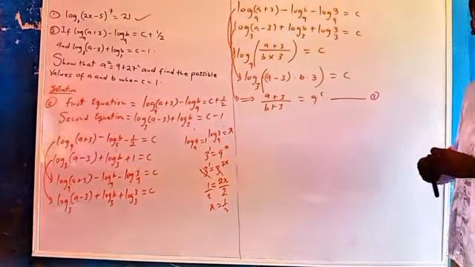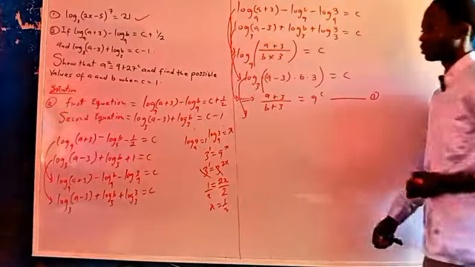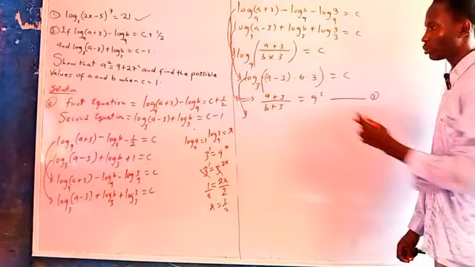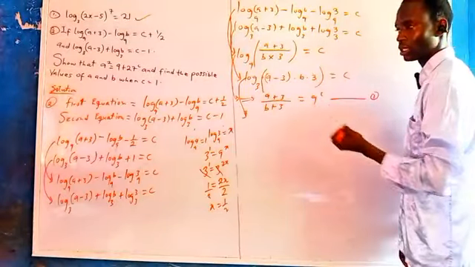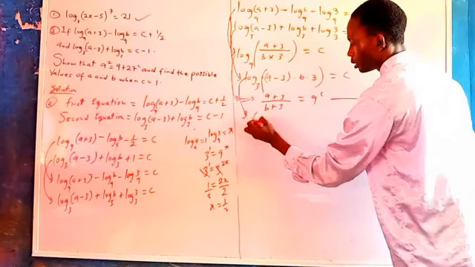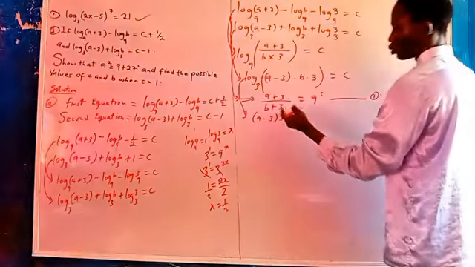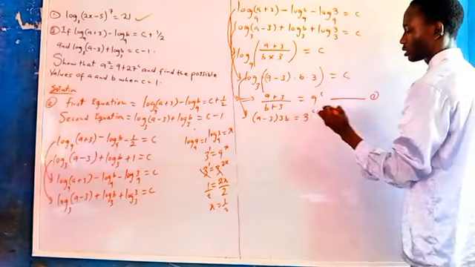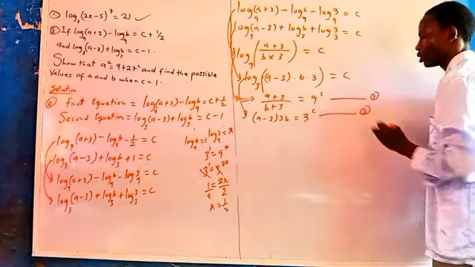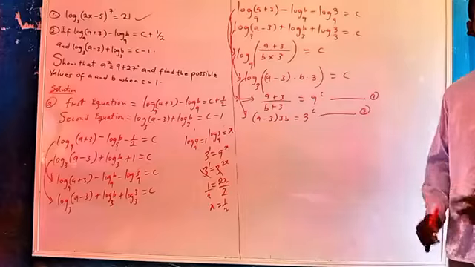Now what about the second one? Can you give that a try and let me know. Without wasting much of our time, this will be b multiplied by 3, that's 3b. So I'll be having (a minus 3) times 3b equals 3 to the power of c, which is my new equation, equation 2. That's cool. This is exactly where I'm going.